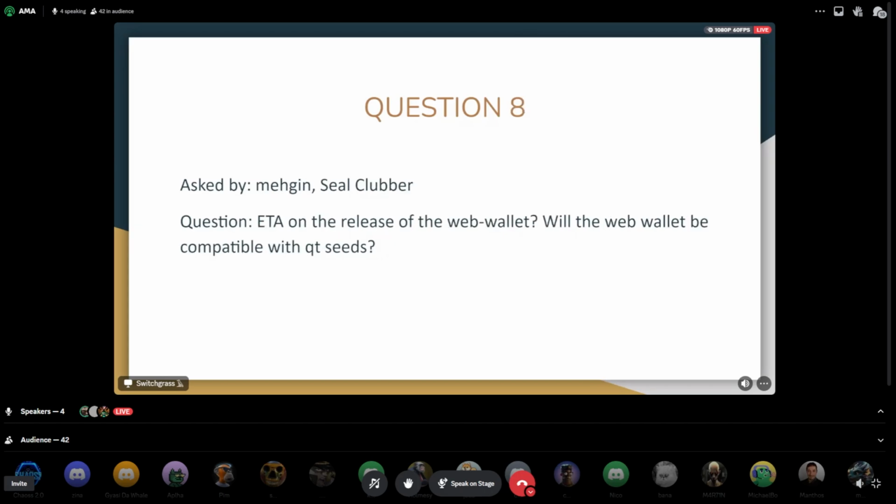The next question comes from two people, Megan, spelled with an H, and Seal Clubber. The question is, ETA on the release of the web wallet. Will the web wallet be compatible with Qt seeds? Yeah, so the web wallet came out a couple weeks ago, and it is in fact compatible with seeds from your Qt wallet. You just go to access my wallet, I believe, and then enter the seed into the field that says XPRIV on the web wallet page.